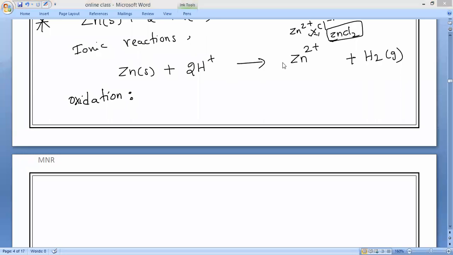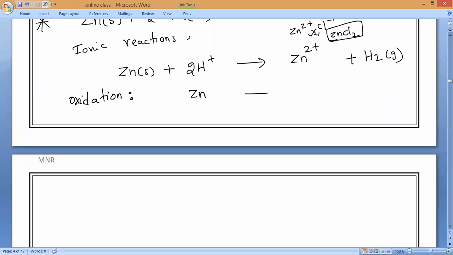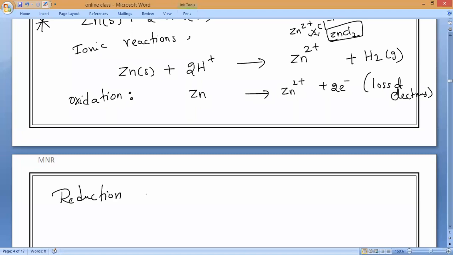Zinc. Only the cation we will take. Zinc is going to happen what? Zn turns into Zn2+, losing 2 electrons. So loss of electrons, what do we call it, guys? Oxidation.